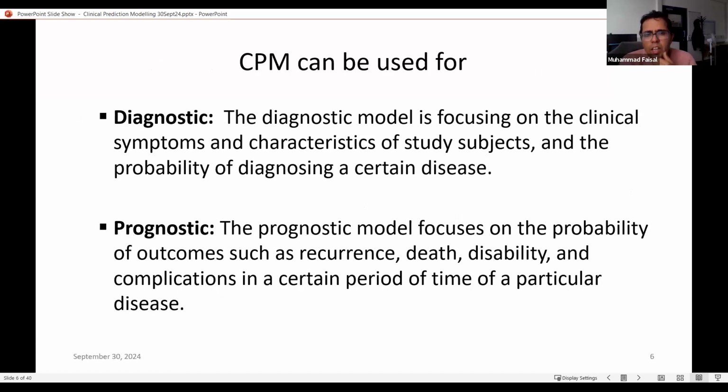And in medical literature, we use these models for diagnostic purposes, diagnosing the disease, or as a prognostic model, where you're modeling the outcome, like the recurrence of cancer, or something like death. Those are the primary endpoints. So that is what we call prognostic modeling.